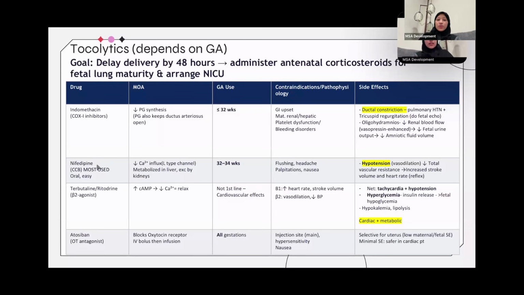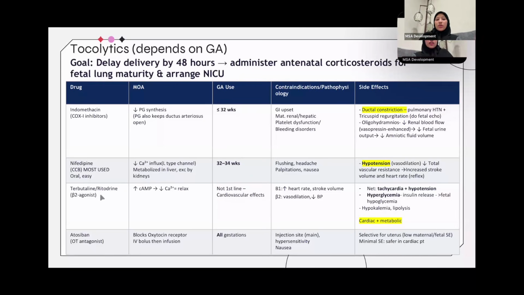Nifedipine, which is a calcium channel blocker, you can use at 32 to 34 weeks, but it can cause very severe hypotension because they are the opposite. They are vasodilators, so they are most commonly used. They can increase stroke volume and heart rate because of that vasodilation and the volume increase from being pregnant as well. So what are the side effects of hypotension? Dizziness, palpitations, headache, nausea, and flushing will be the signs with nifedipine.